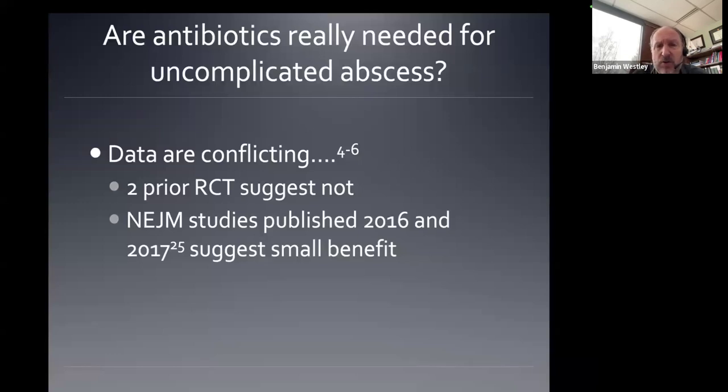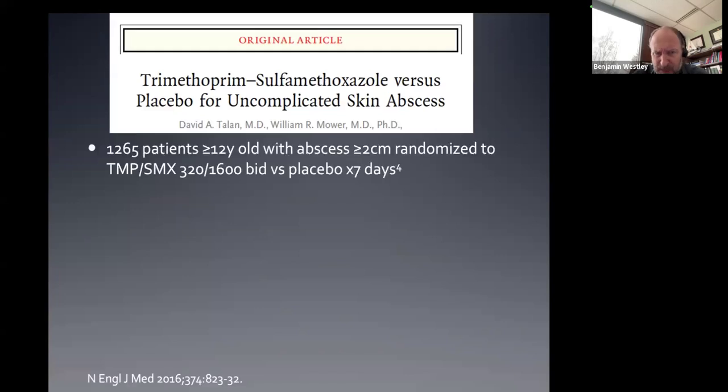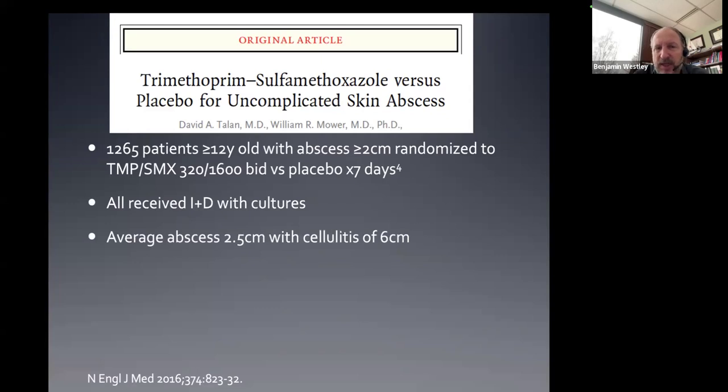There were some old randomized controlled trials that suggested not, but in 2016 and 17, some studies suggest a small benefit. Here's one of them from 2016 of 1,200 patients that are 12 or older. And this is if the abscess was 2 centimeters, which is pretty small, just about an inch. And they randomized them to Bactrim or placebo for 7 days, and they were all cultured. They averaged 2.5 centimeters, so pretty small. Cellulitis was typically about 6 centimeters, so these were usually that kind of moderate category.